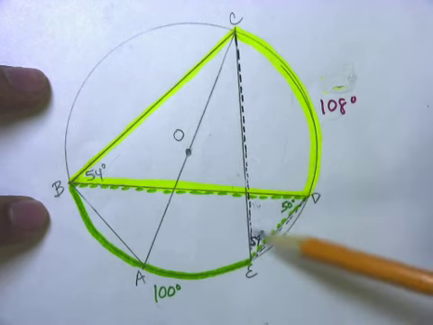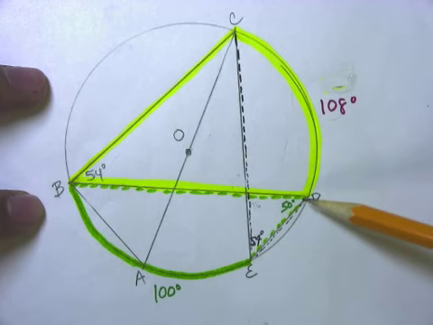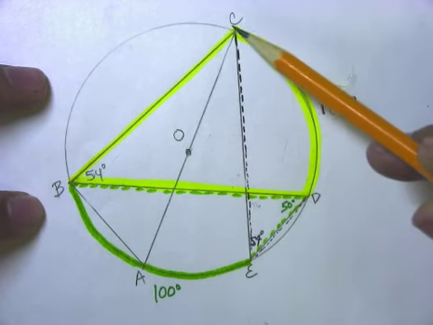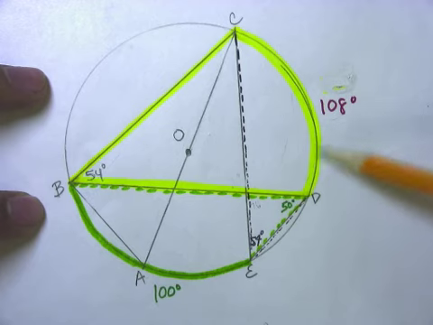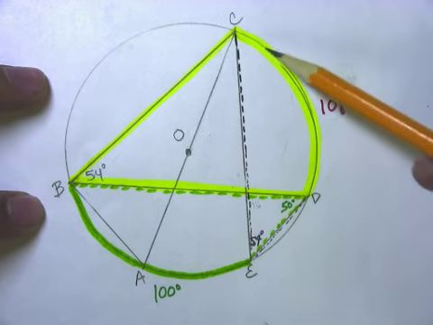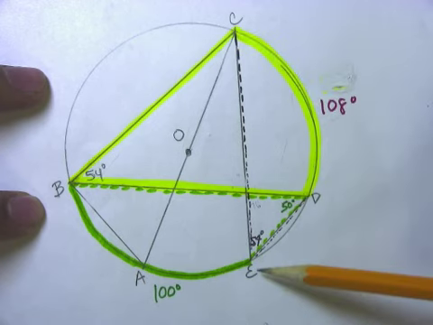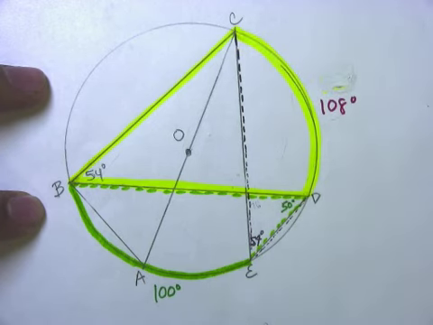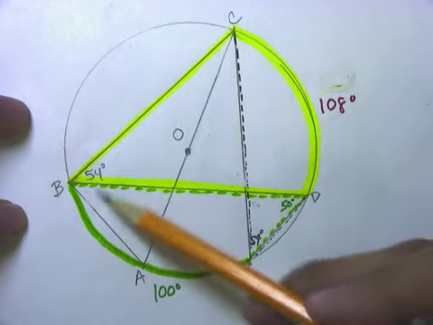So if this is 108 degrees, this angle right here is also going to be 54 degrees, because the endpoints of angle CED are also touching my arc CD. So right there we can answer question number 5. Angle CED is 54 degrees as well.